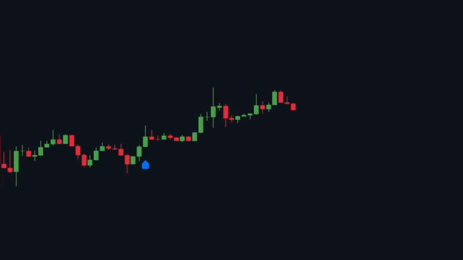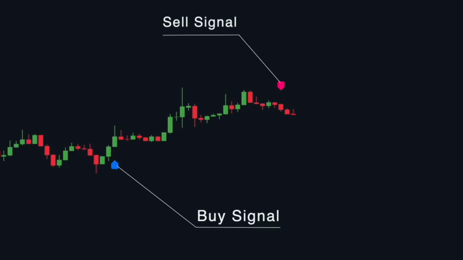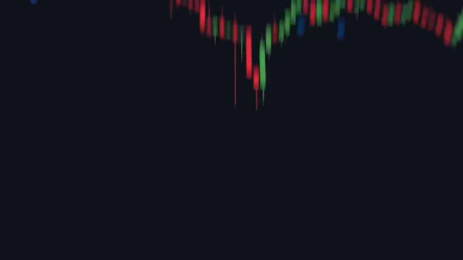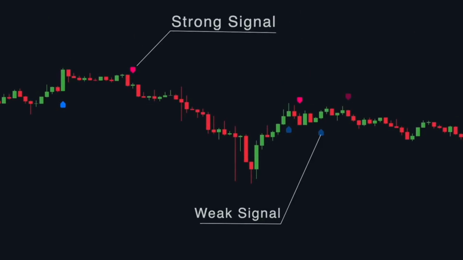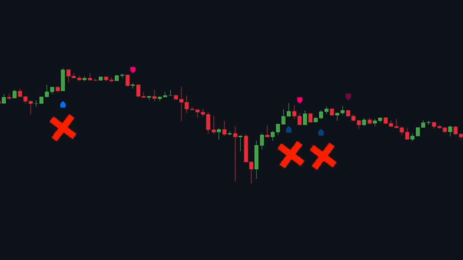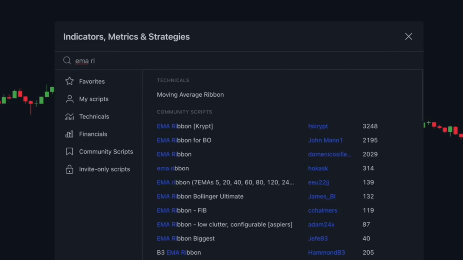It is also very simple to read. The indicator basically prints blue and pink labels which are buy and sell signals. Depending on the strength of the signals, labels may have lower or higher opacity. Of course, we cannot use this indicator on its own as this will lead to a lot of false signals. That's why we need to add the next indicator, which is called the EMA ribbon by Dominic Osciletti.